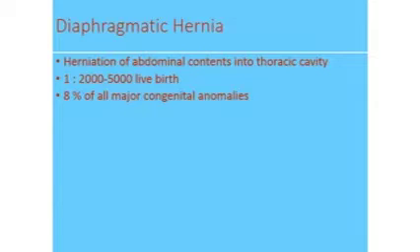So the other congenital anomaly is the diaphragmatic hernia, which means there is herniation of the abdominal contents into the thoracic cavity. The incidence is 1 in 2,000 up to 5,000 live births, so it is a very common anomaly, and it forms around 8% of all major congenital anomalies in general, not only the gastrointestinal anomalies.